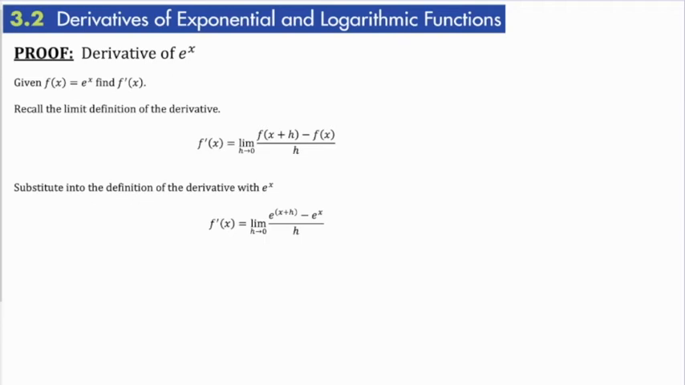This is Applied Calculus, Section 3.2, Derivatives of Exponential and Logarithmic Equations. We're going to begin with the proof of the derivative for e to the x. Given that f of x is e to the x, find f prime of x, its derivative.